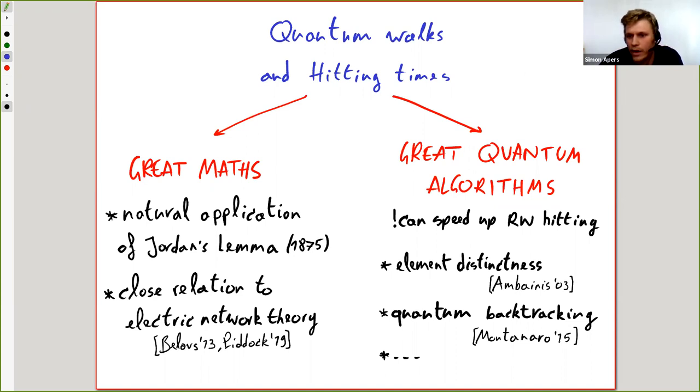On the other hand, they also provide us with great quantum algorithms. So why is that? The main reason is that quantum walks can speed up the hitting time of random walks. And this led to speedups for element distinctness, as Ambainis showed in '03. A more recent example is Ashley Montanaro, who showed in '15 how quantum walks and quantum hitting times allow us to speed up backtracking algorithms. And there's really a whole range of other examples. So that being said, it seems quite natural to study these things and delve into what exactly is the relation between random walks and hitting times and quantum walks and hitting times. And this has been quite an interesting journey, which also is still ongoing.